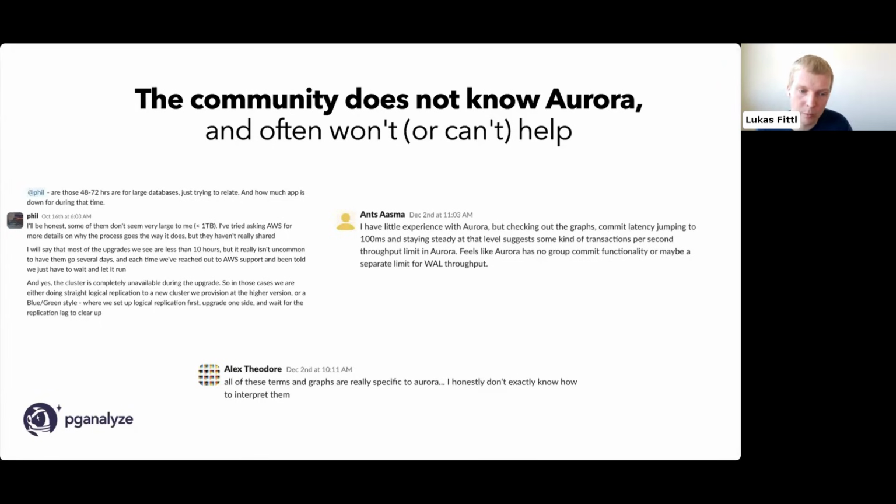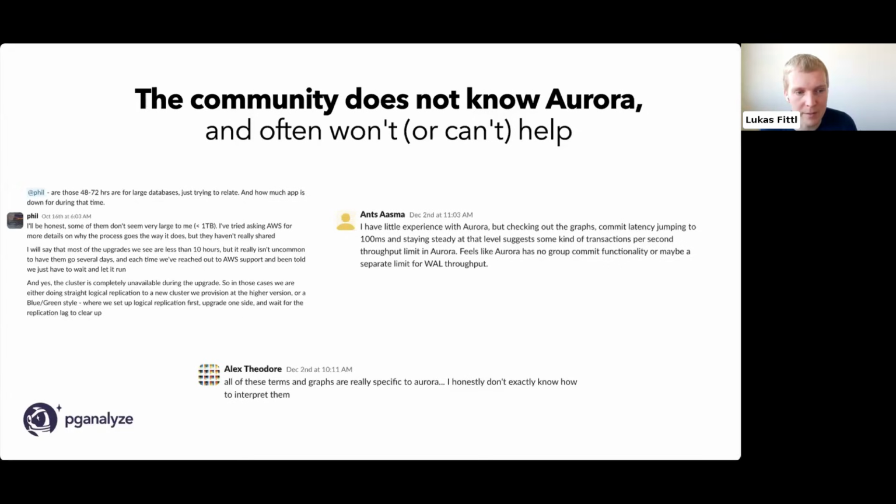So people might just not know Aurora. People might not know the terms relating to Aurora. And sometimes people flat out refuse to help with Aurora problems because they're basically saying, well, you're asking us, the community that works on upstream Postgres, you should talk to AWS, right? And sometimes that experience isn't so great either when you talk to AWS, right? So it really depends on who you are and if you have a TAM assigned and such.